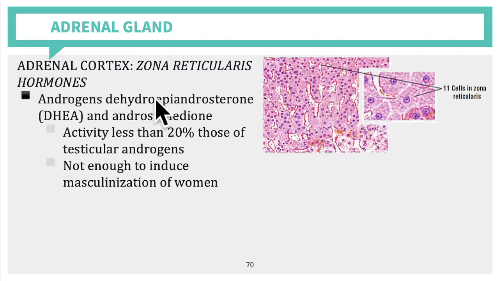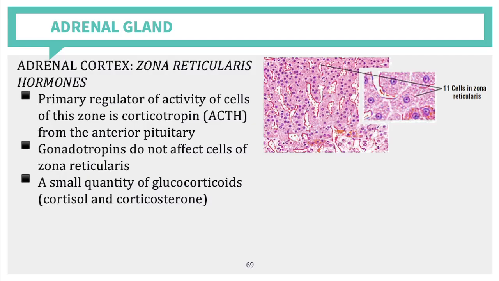So again, you also have your androgens, your dehydroepiandrosterone, your DHEA, and your androstenedione, okay? The activity is less than 20% of that of your testicular androgens. And take note, it's not enough to induce masculinization in women. So you may wonder, they are being produced. Yes, you have androgens being produced, even in females. But take note, it's not enough to induce masculinization, okay?